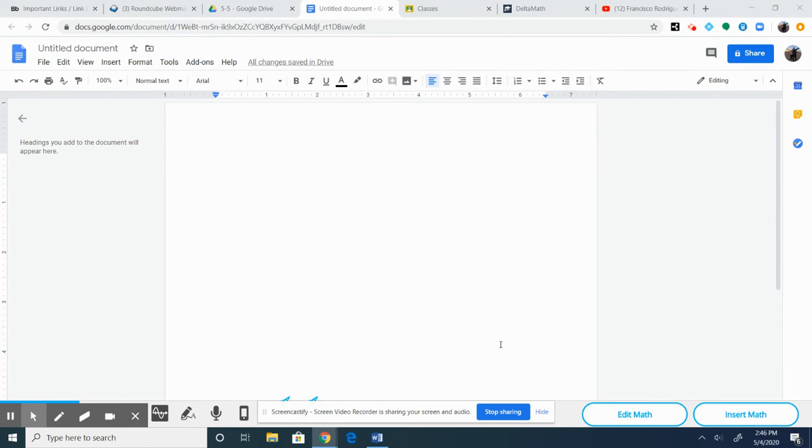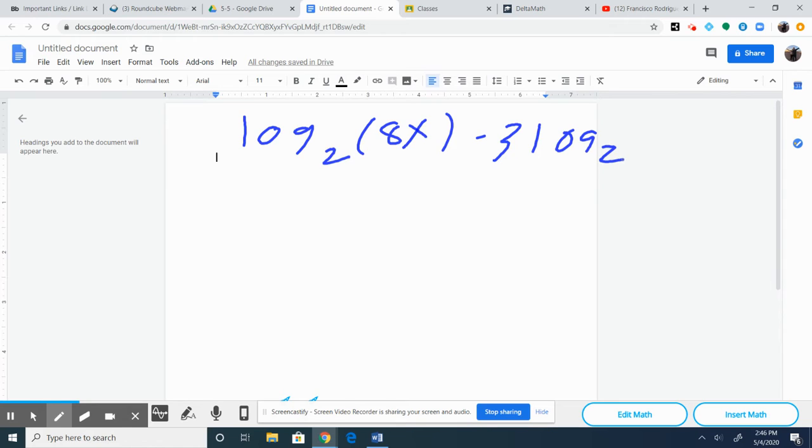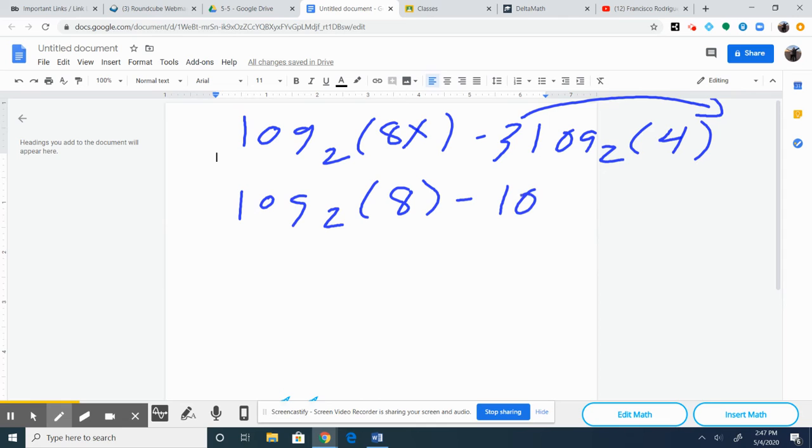Okay, so we're going to go and work with another example. We have logarithm with a base 2 of 8x, minus 3 times a logarithm with a base 2 of 4. So again, the first step that we want to do is move that number to the exponent. So we're going to have logarithm 2 of 8x minus logarithm 2 of 4 to the power of 3.